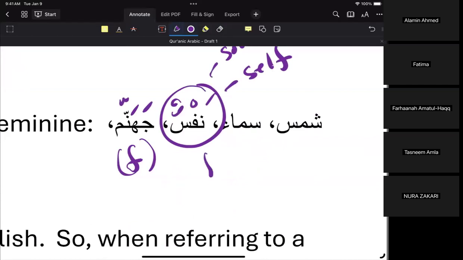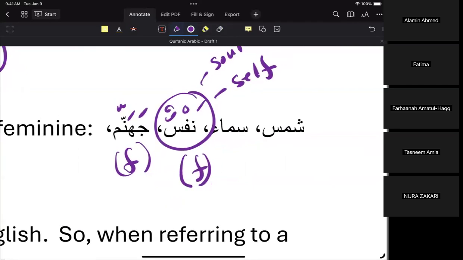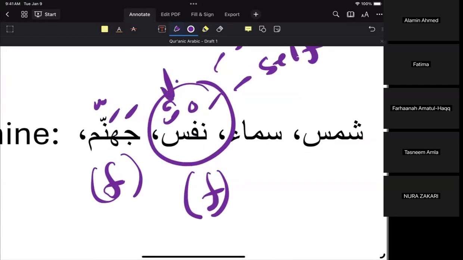Now, this one they treat as feminine. There's no ta marbuta, right? But nafs, self, can be masculine self and also feminine self. For example, if I say nafsi, we'll talk about this, how do you say myself. I'm a male person, but I'm using the word nafs here, and another sister can also say nafsi. Although I myself am male, the word itself is feminine.